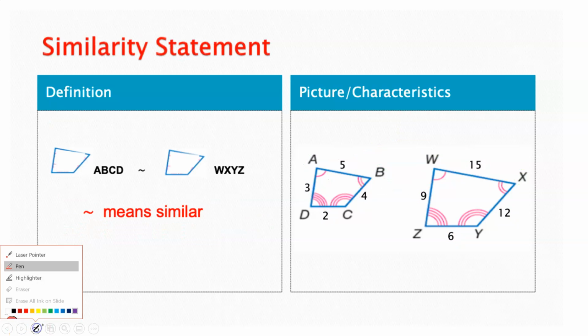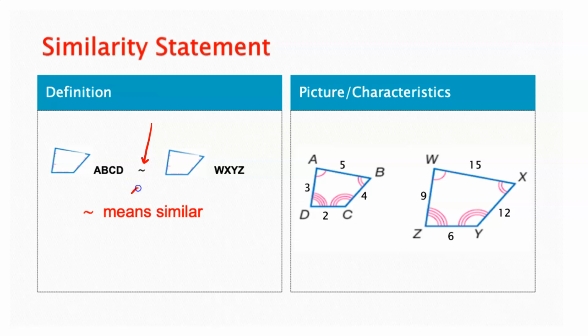Whenever we have similar polygons, we like to write similarity statements. This little symbol in here, this little squiggly, is what we call similar. It is not congruent. Please be careful not to confuse it with congruent. Congruent is when it has that little squiggly with an equal sign. When we just have the little squiggly, it means similar. It's not a copy and paste, but they do have some characteristics in common.